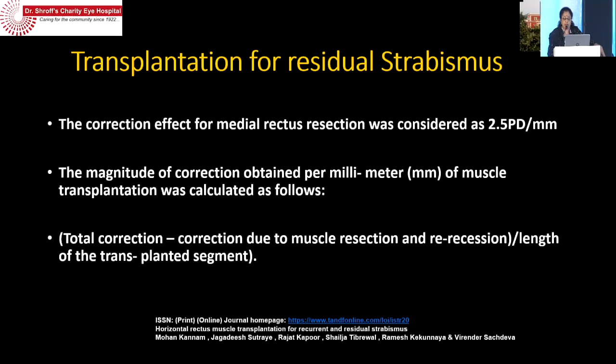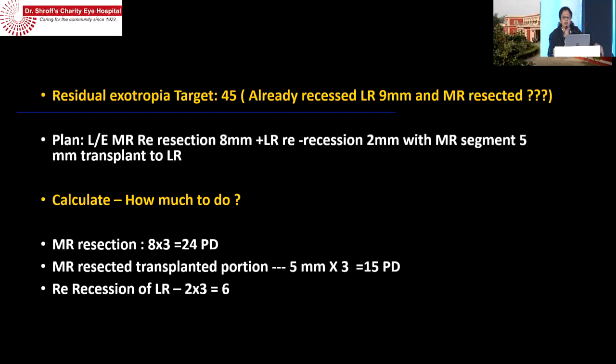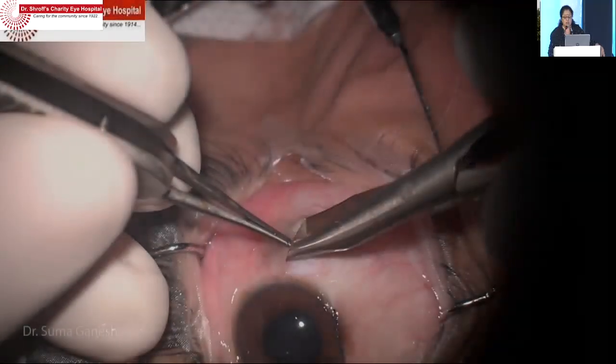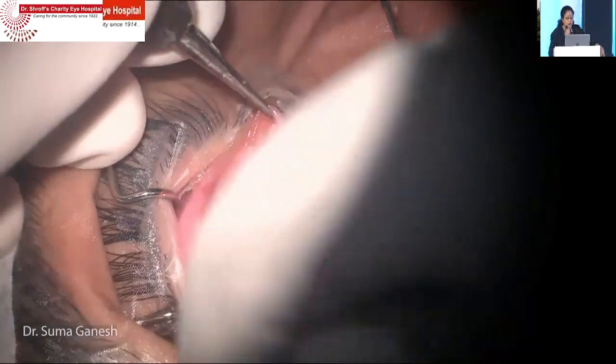So another thing which can be done for residual strabismus is a recent transplantation technique. And is my time up? Okay. So this calculation is done for medial where we can. So this small video, I think I'll stop here.